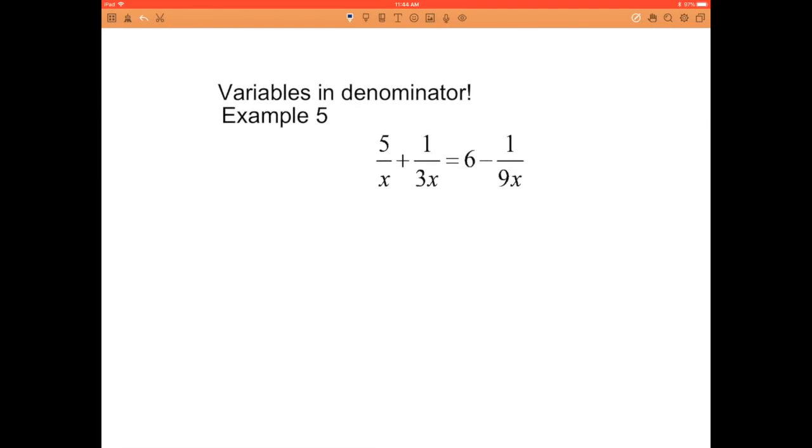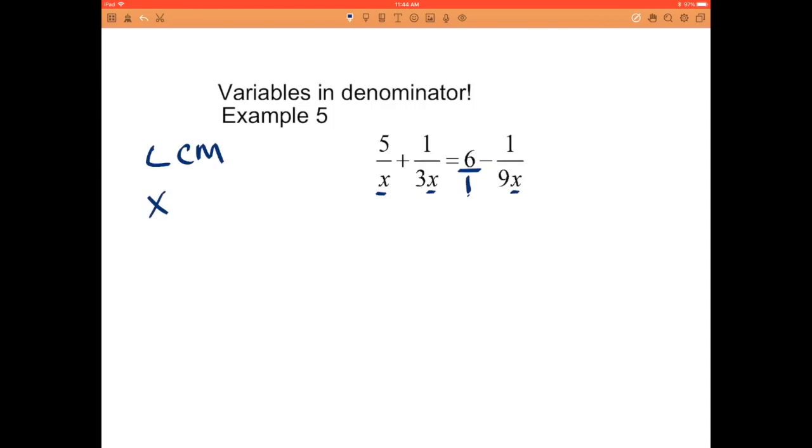All right, example number 5. We have variables in the denominator again, but we do have something that's not even a fraction at all. We have this regular 6, but we could make that into 6 over 1 if we want to just kind of keep it consistent so everything is a fraction. So if we go through our least common multiples here, everything has an x except the denominator of a 1. So we'll definitely need that.